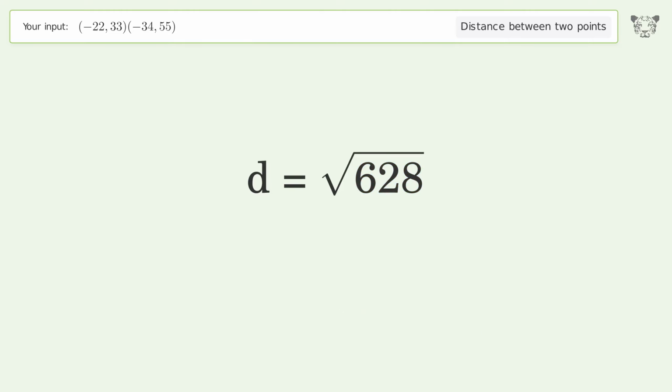And so the distance between the 2 points is the square root of 628, or 25.06.